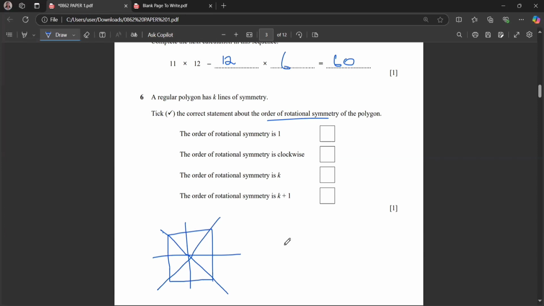So for a square, every time you rotate, you're going to get the same shape. So let's say you made it go through a full 360 degrees and it matches itself four times, isn't it? So its order of rotational symmetry is four. That is four lines of symmetry and four rotational symmetry. So if a regular polygon has k lines of symmetry, then its order of rotational symmetry is k.